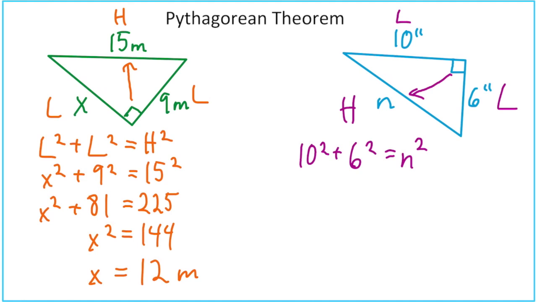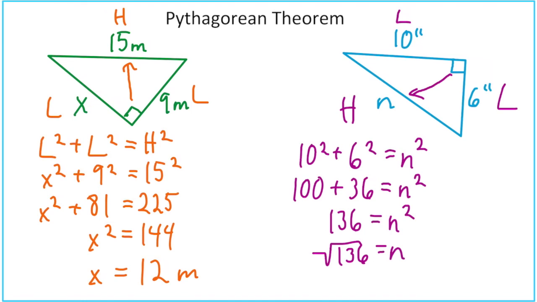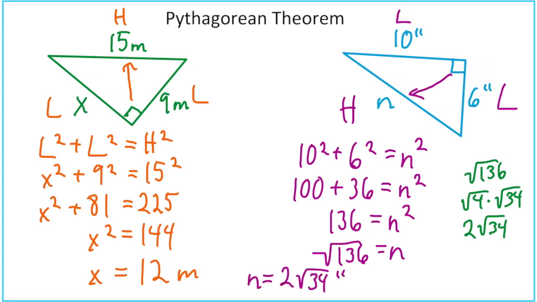If you wrote 6 squared first and then 10 squared, that's fine. The order of the legs doesn't matter, but make sure the hypotenuse gets in the right spot. From there, we square these 2 numbers, add them together, and then our answer could be radical 136. We can actually simplify this because you can divide 136 by 4, giving you radical 4 times radical 34. And then you simplify the radical 4 into 2 radical 34.